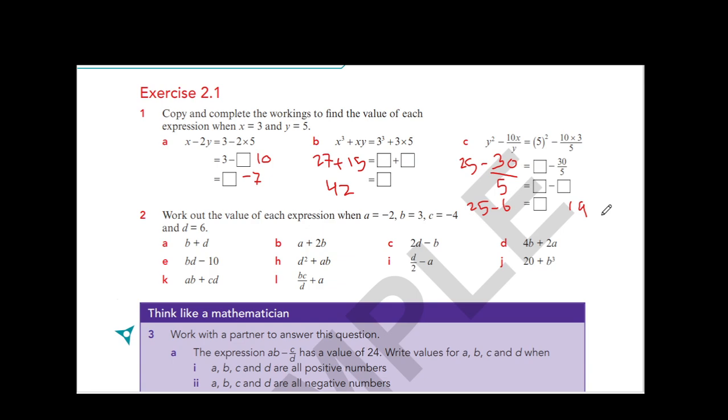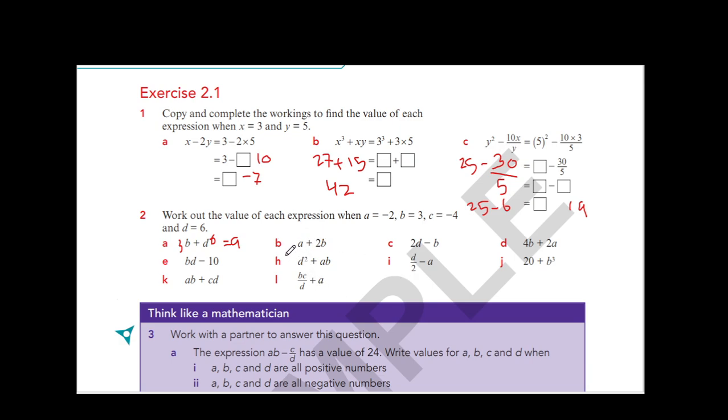So in part A, the expression is b plus d. The value of b is 3 and the value of d is 6. By adding 3 and 6, the answer will be 9. So the answer of part A will be 9.